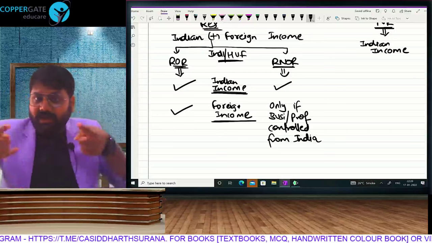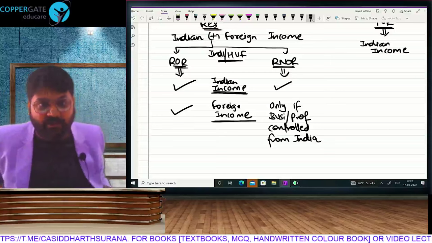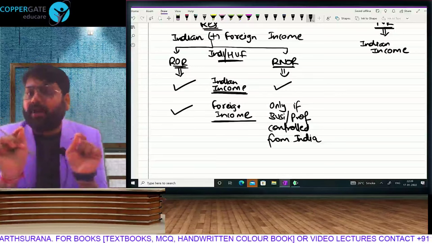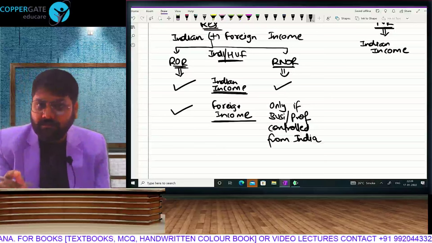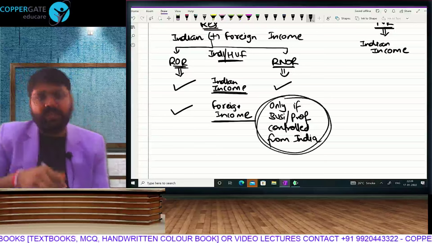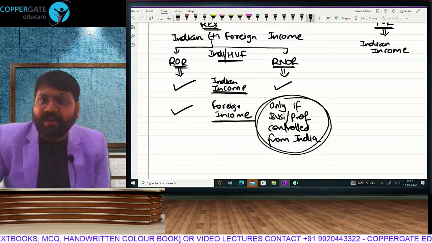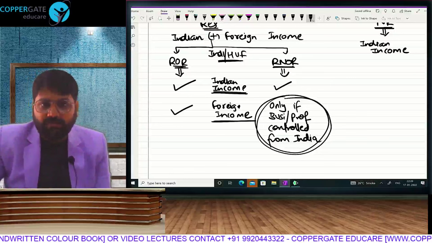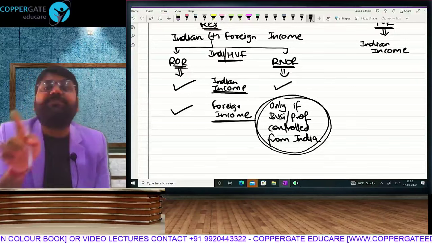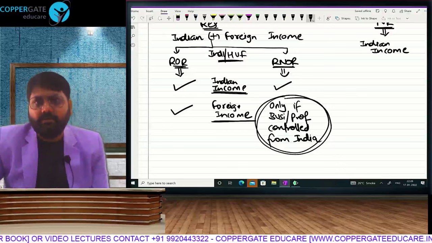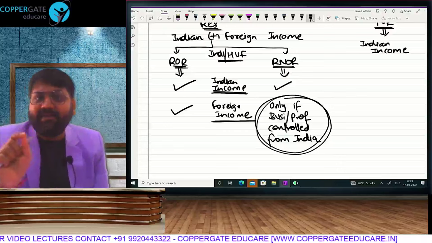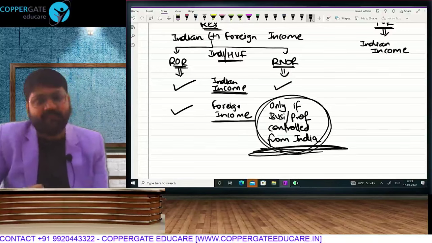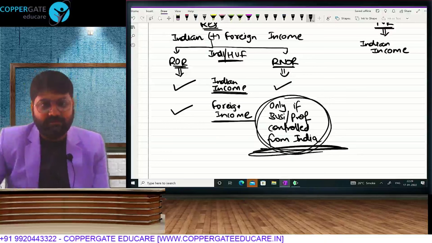Wait, once again. Indian income, now you realize, irrespective of residential status, anyways you have to pay tax on that. And your foreign income, but we will not take all your foreign income, we will take only which foreign income? Only if the business or profession is controlled from India. If that total exceeds 15 lakh rupees, that means it's a big amount, according to Modi ji. And we want tax on that and thus we will make you a resident. But you will never become ordinary resident. You will always remain not ordinary resident, because we want to target only this income.